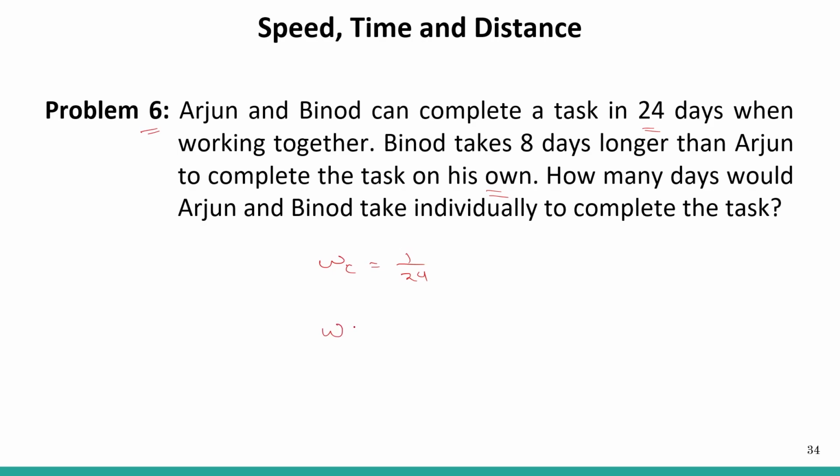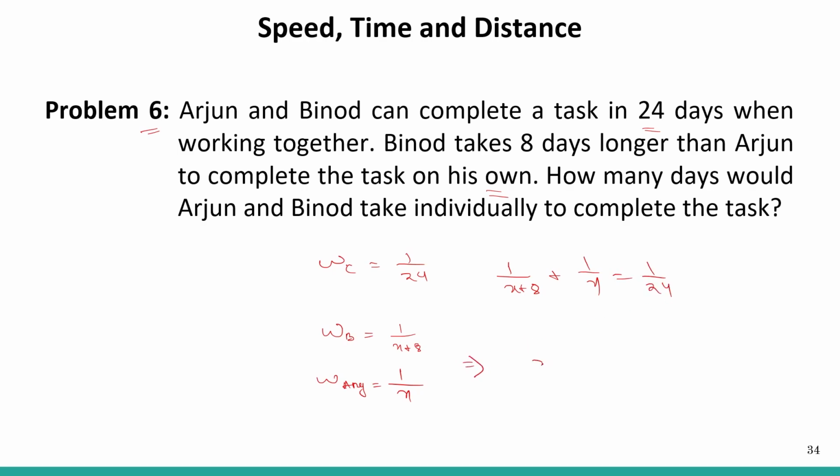So let the work rate of Binod be 1 by x plus 8, if the work rate of Arjun is equal to 1 by x. If Arjun completes the work in x days, then how many days will Binod take to complete that same task? He will take 8 more days, right? So their work rates will be these. So given that 1 by x plus 8 plus 1 by x is equal to 1 by 24, which is given to us.